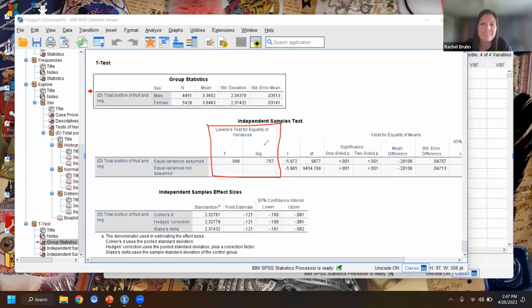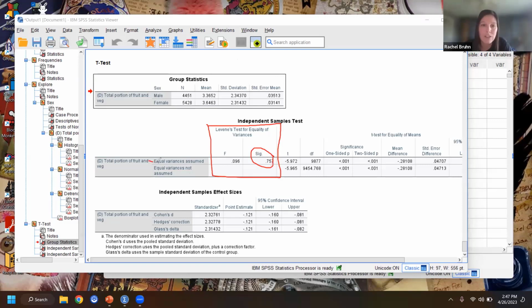So if you remember, we talked about significance. So we're going to look at that here. Significance means significantly different variances, which I don't want. My assumption is that the variances are approximately equal. So if I look at this value, 0.757 is absolutely not smaller than 0.05.